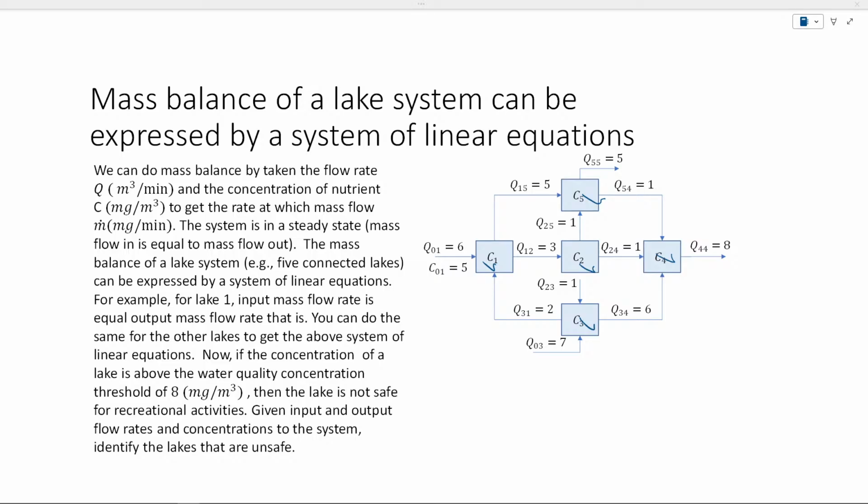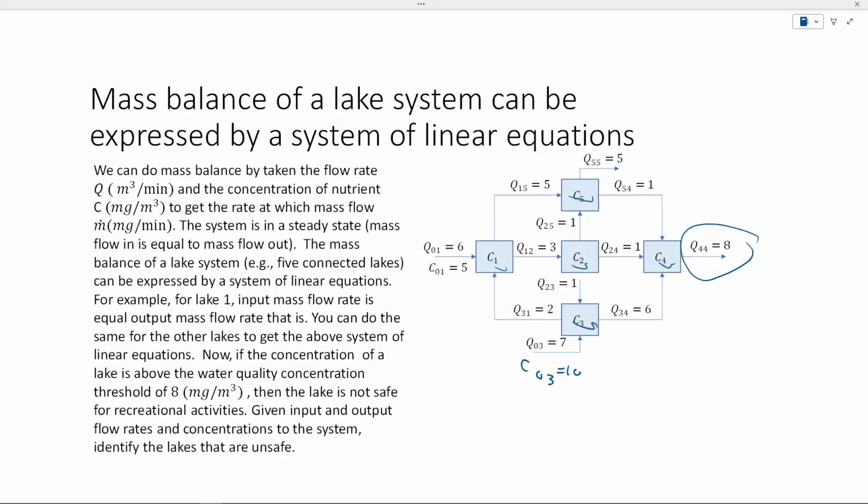Something is missing here. So here we have C03 is equal to 10. This is the concentration that's entering from here. So we know the input to our system, the concentration, we know the flow from each lake to another, and we know the outflow, and we want to find the concentration in each of these lakes.